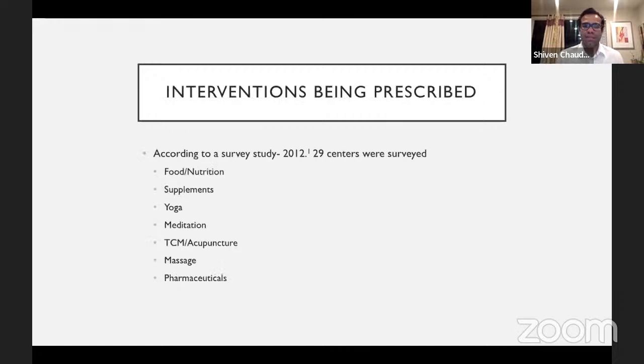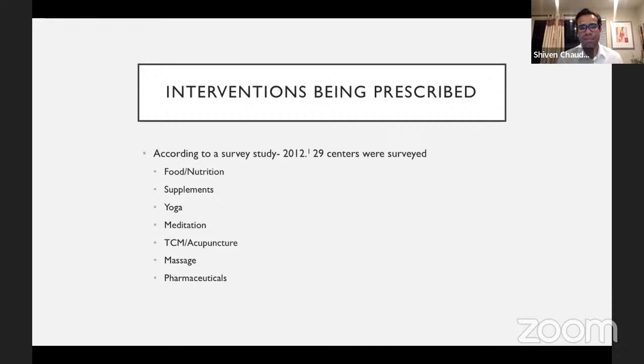What sorts of interventions are we prescribing? So this comes from a survey study that was done in 2012 across 29 centers. A lot of food and nutrition, which I think is very interesting because I will tell you that I had no business counseling somebody on nutrition. Because when I left my training, I think we had maybe 4 hours of lecture in the 11 years that I had, going through pre-med, medical school, residency. Before fellowship, I would tell you that my patients probably knew more about food and nutrition than I did.